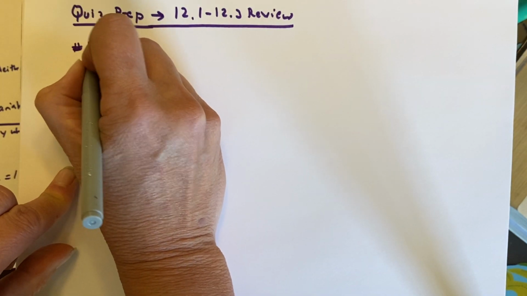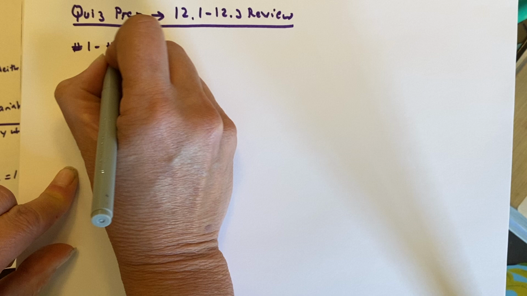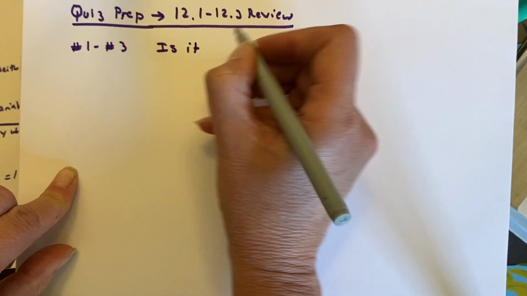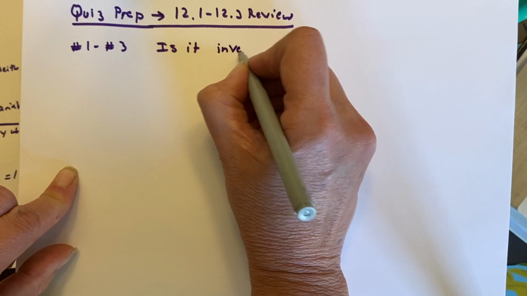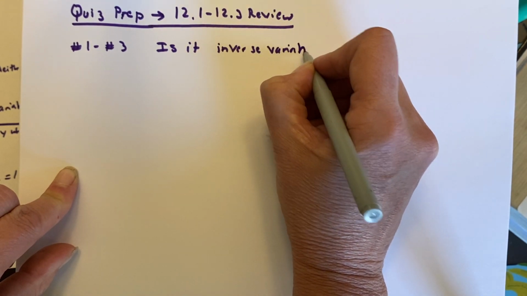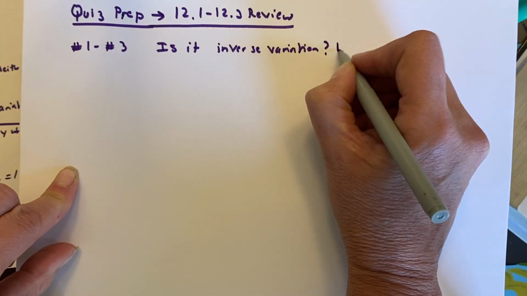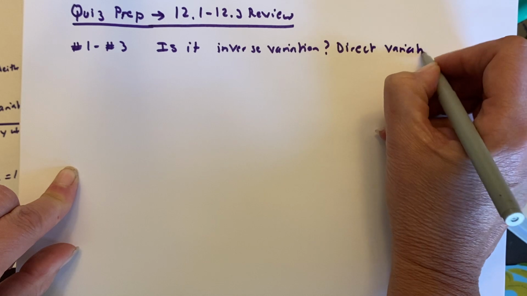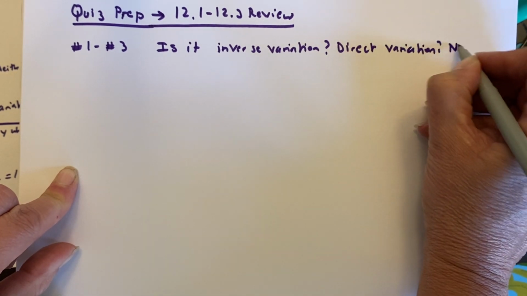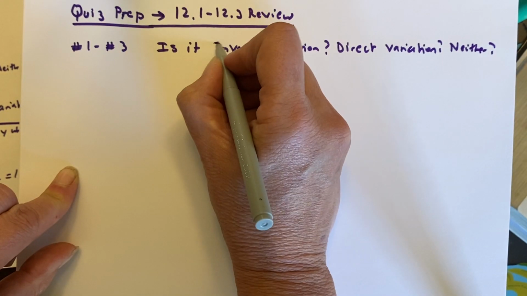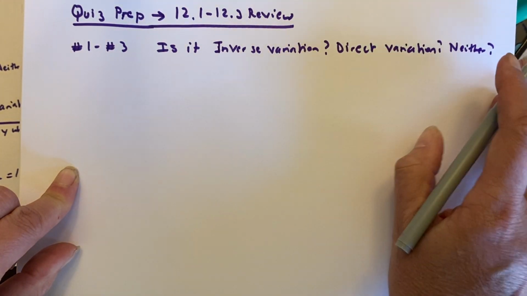So number 1 to number 3, I'll ask, is it inverse variation, direct variation, or neither? This is essentially what we did in 12.1. So is it inverse variation, direct variation, or neither?